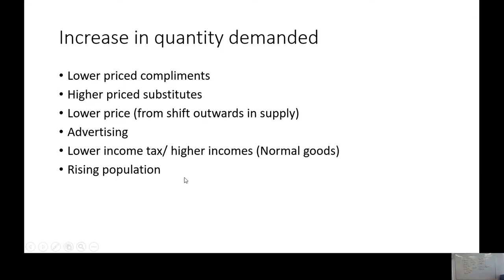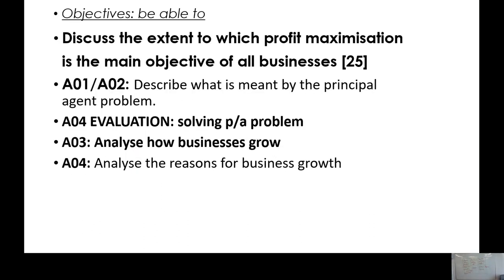Let's have a quick look at the PowerPoint for this lesson. First little section of the lesson, we're going to discuss the extent to which profit maximisation is the main objective of all businesses. That was our question from the first lesson. We are going to describe what is meant by the principal agent problem. We will potentially solve that problem, and then we'll look at how businesses grow and the reasons for their growth.